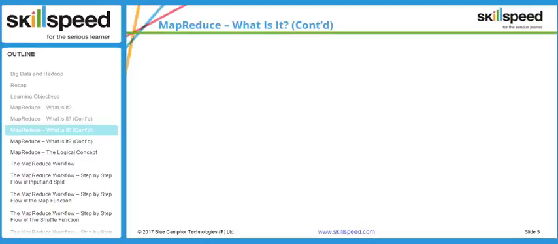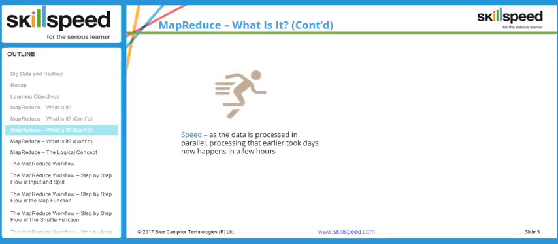Now the fourth one is speed. Any traditional programming technique usually analyzes the data in a sequential fashion, but MapReduce does it in a parallel fashion so that the processing is really fast.